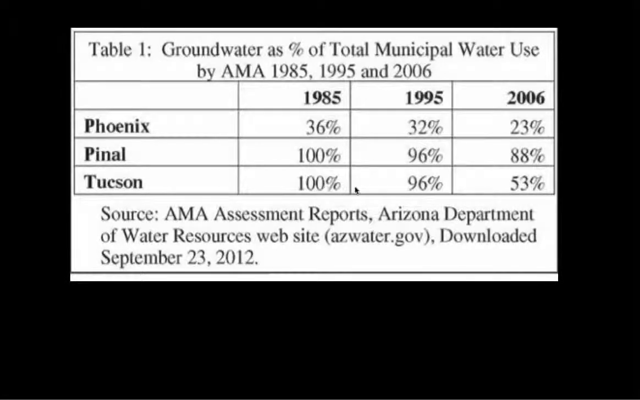Tucson, up until the early 90s, relied completely on groundwater. Now it's down to about 53% of its water coming from groundwater. We'll talk about this later in the lecture.